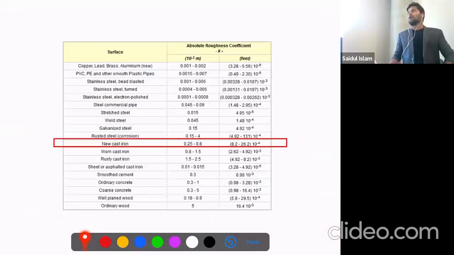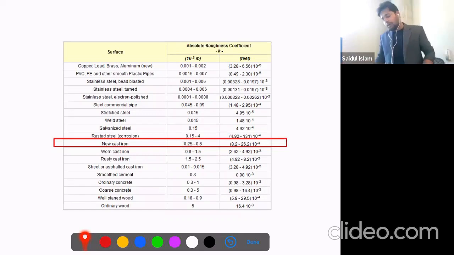Now for the third problem, we use cast iron. For new cast iron, this is the roughness coefficient. So I'm just showing this one, I will not come back here again. Okay, so this is how we can get the properties from this table. In different books, these values are a little bit different. You will see 0.25, but when I solve it, I use 0.26. So it doesn't matter.